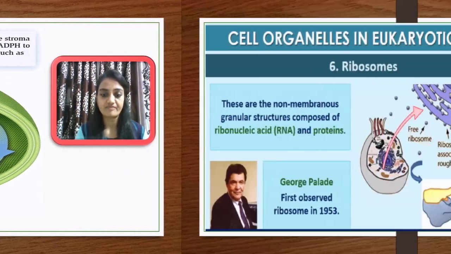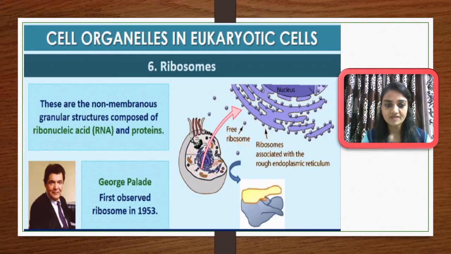Another important organelle is the ribosome. These are non-membranous granular structures composed of ribonucleic acid, that is RNA, and protein. So RNA along with protein forms ribosomes. As we have already discussed, ribosomes may be present along with the endoplasmic reticulum, inside the mitochondria, in the chloroplast, and also in the cytoplasm as free structures.